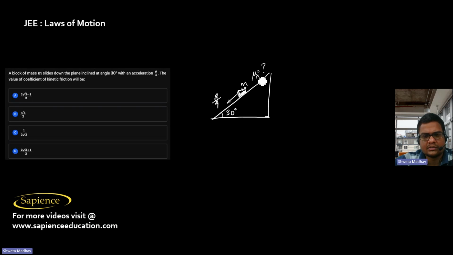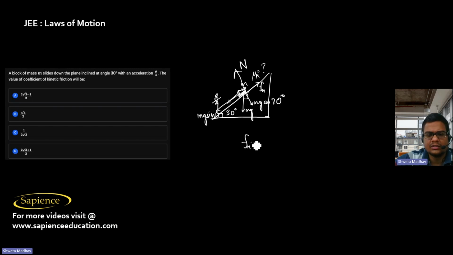So mu k has been asked. Mu k is the coefficient of kinetic friction. So now mg is acting vertically downwards, and this way this will be mg cos 30. This will be 30 degrees, and this way will be mg sin 30. And this will be the normal reaction, and this way friction will act.